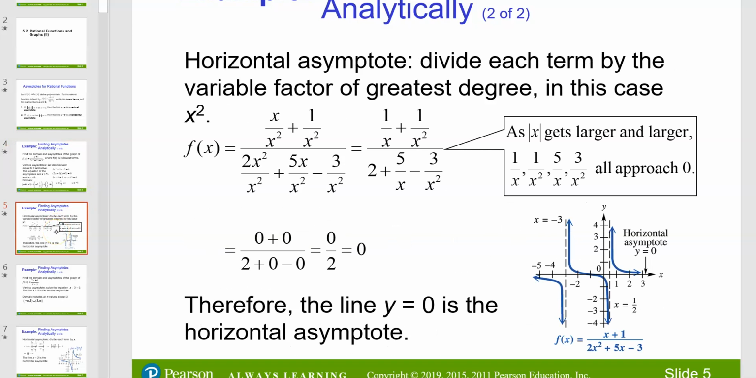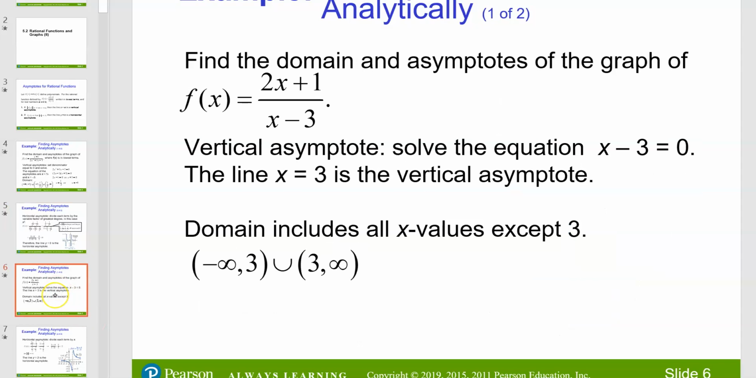They do a weird, different example of how to check the horizontal asymptote. I like to just do it with infinity, so kind of a different approach. Finding the asymptotes analytically, and we're on a different question. Excellent.